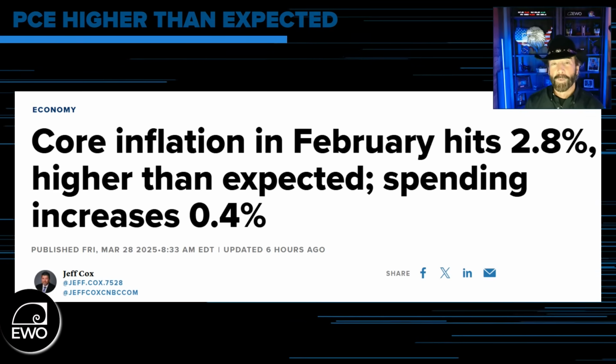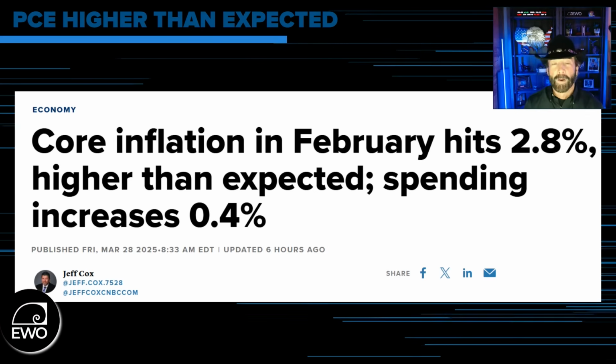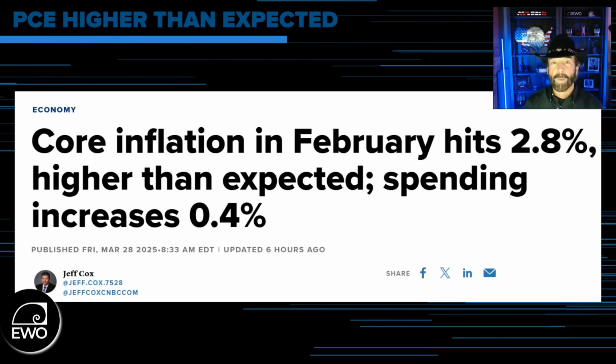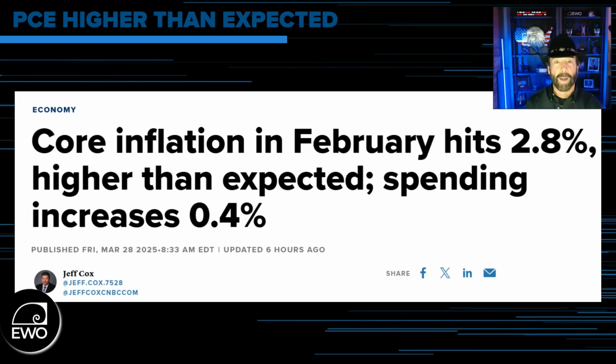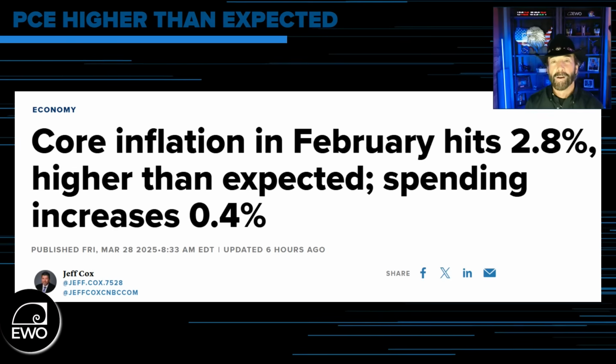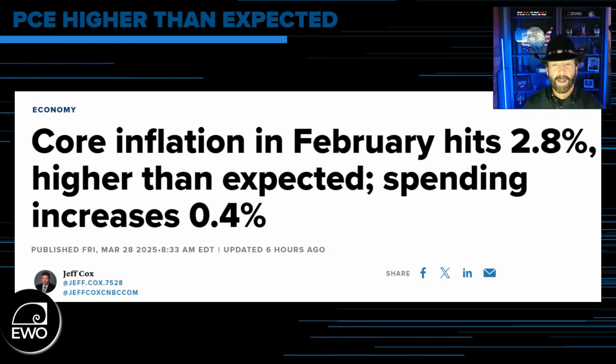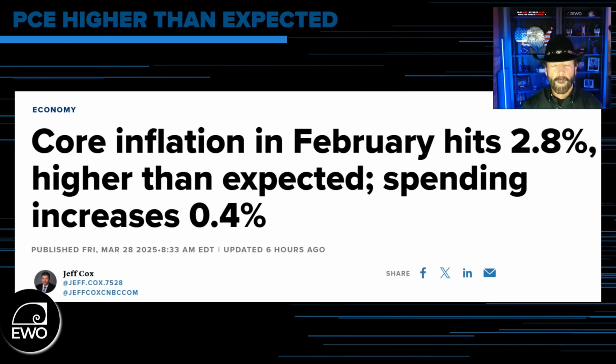So people are still doing okay. The job market is still okay. They're making money, but they're not spending it. So the consumer's not spending. If the consumer pulls back, we're a consumer-driven economy, that's problematic. And so that led into the market moving to the downside.